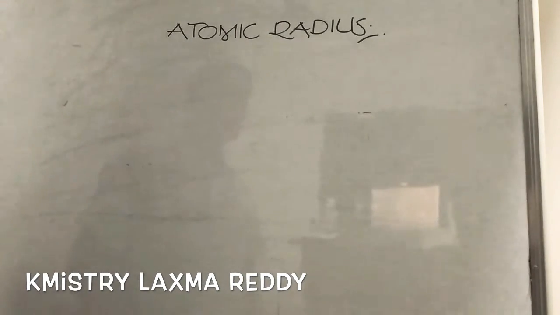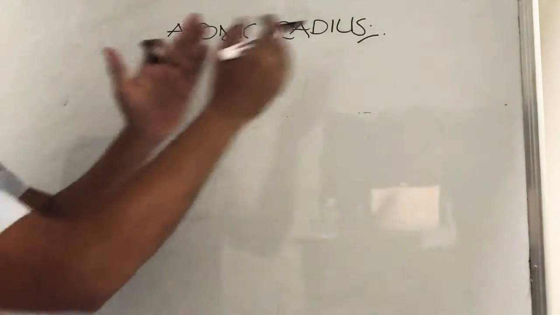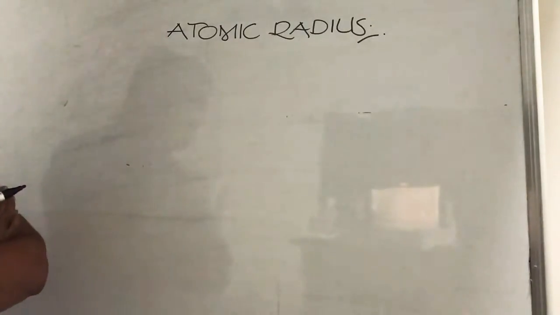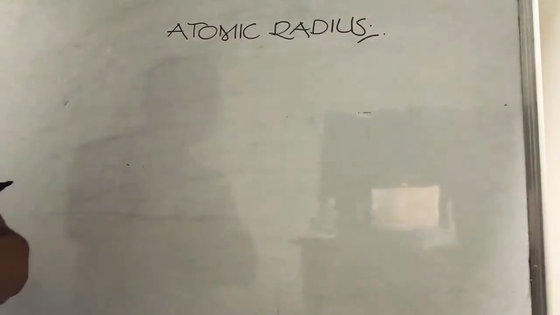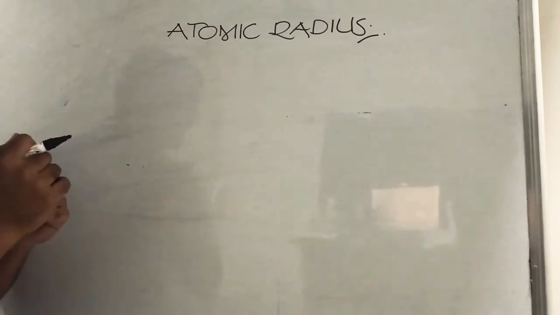Hello, in this session we'll go with atomic radius. Atomic radius is the distance from the center of the nucleus to the outermost electron. Center of the nucleus to the outermost electron is called atomic radius, right? So calculation of atomic radius by taking individual atoms is impossible. That's why we go by taking different types of atomic radius.